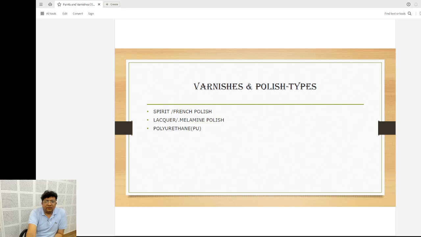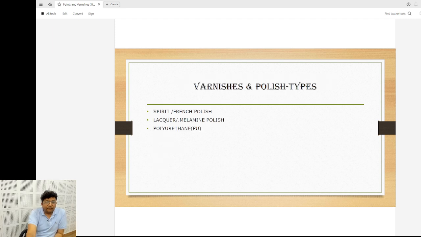Just like paints, we have different types of polishes available in the market as per your need. For example, the first and the most economical polish is called spirit polish or the French polish. A spirit polish or French polish is generally used in public places or where, for economical purposes, we don't want to go with a very high quality paint and the weather conditions are normal, we should go with the French polish.